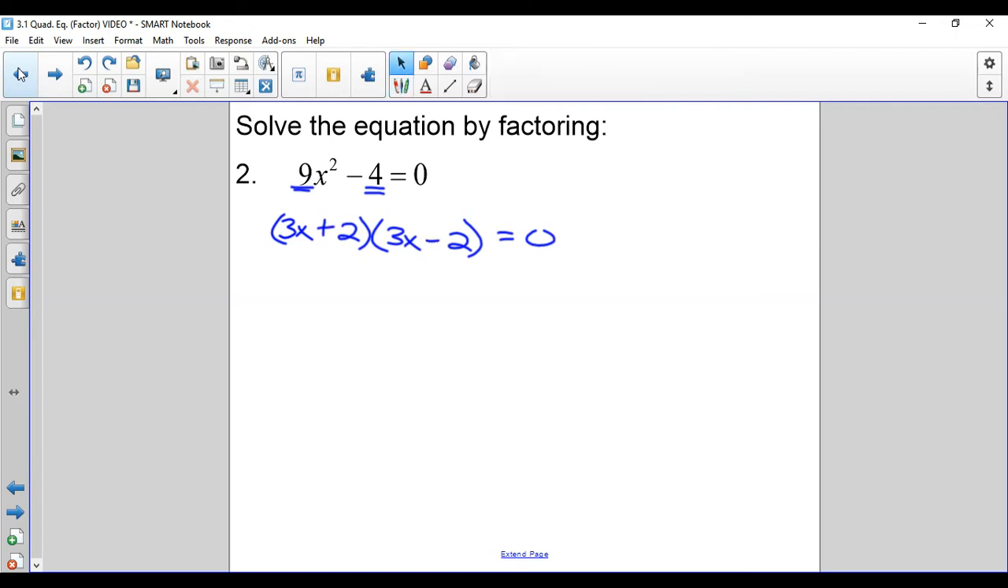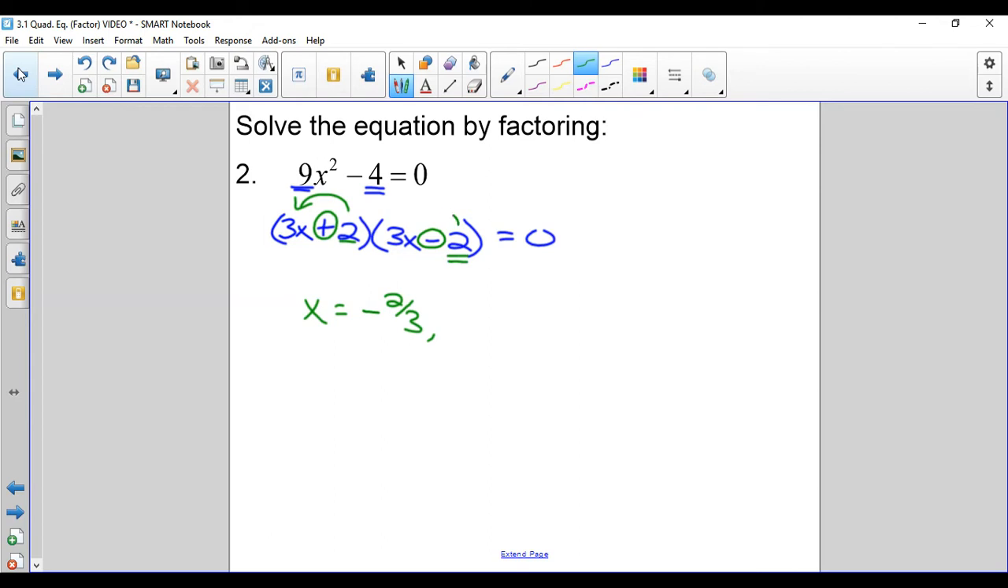We're factored. Take it one step further, pull out the solutions. Your solutions are the opposite sign, so negative, right number over the left number, so negative 2/3. Second one, opposite sign, right number over the left number, so positive 2/3. Negative 2/3 and positive 2/3. Again, both steps I need to see.